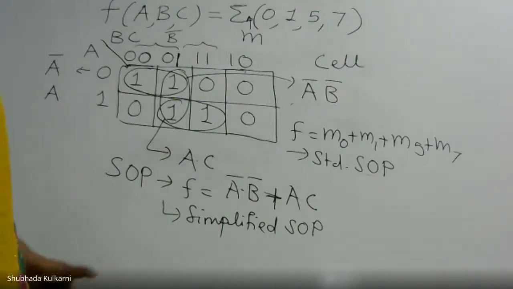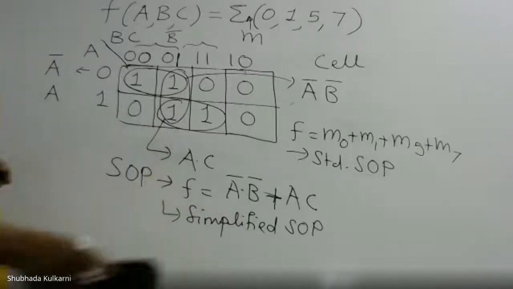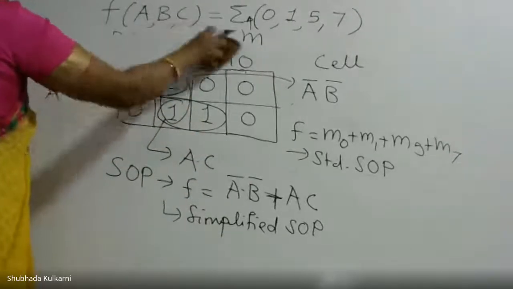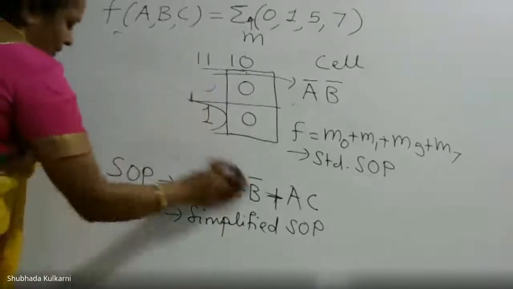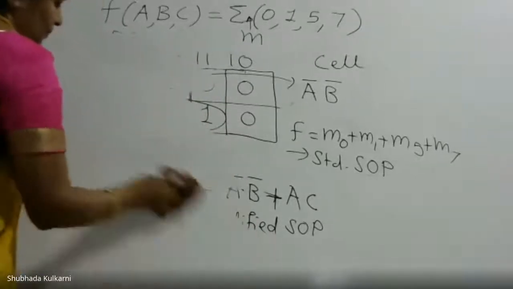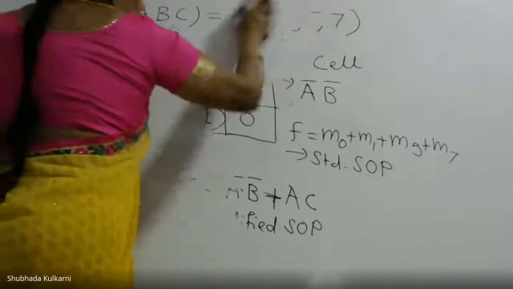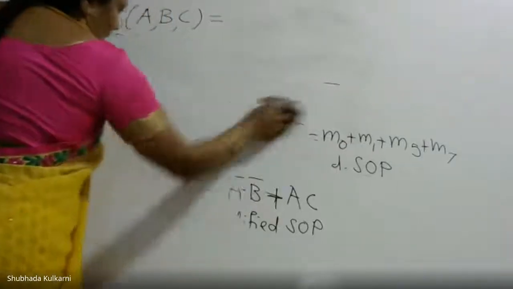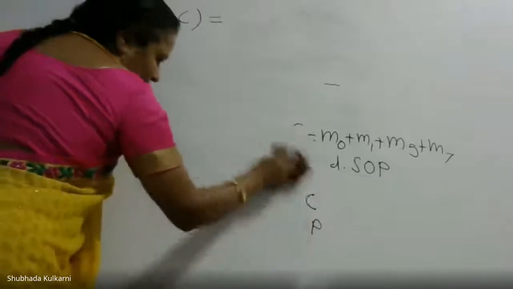Is it clear? I will do one more problem, and then I think we will take your doubts. We'll do one more problem. So I'll modify the K-map with other values. Still we will do three variables only. F of ABC equals the sum of min terms. I will just change the function. And once again, we will construct the K-map and do it.